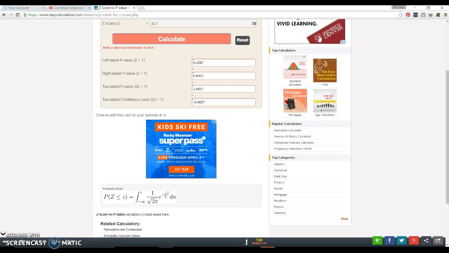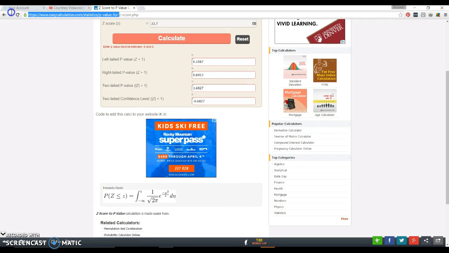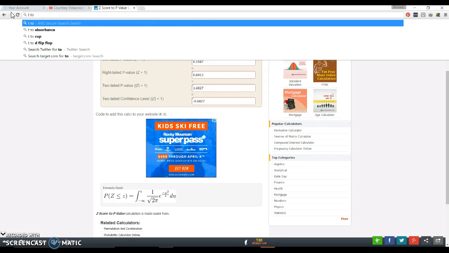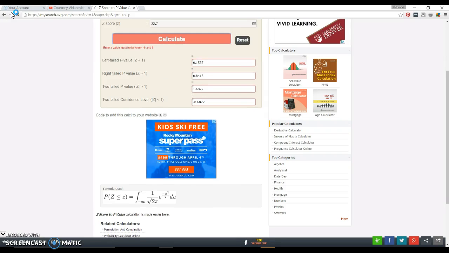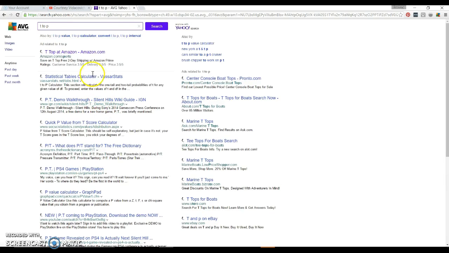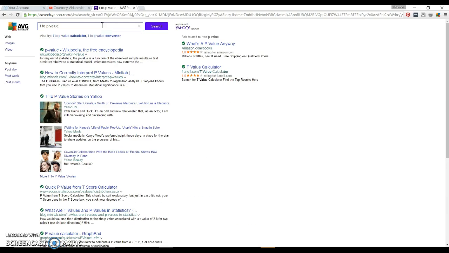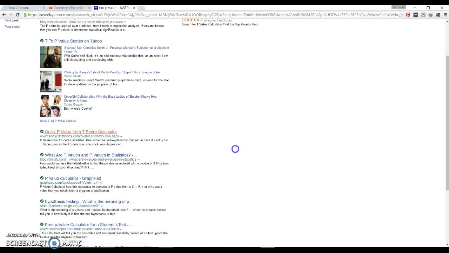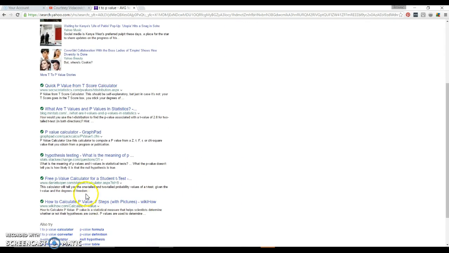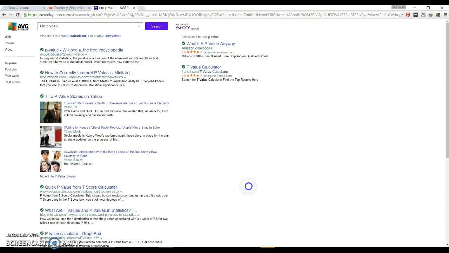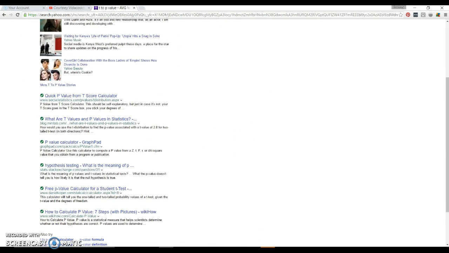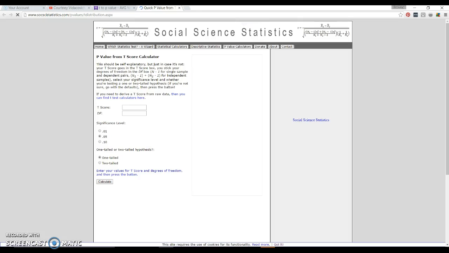So I'm going to go back to Google, and I'm going to type in t to p value. Again, it's not starting to work. T to p value calculator. There we go. We are going to scroll down. We have all kinds of different choices. You can use any of them. It all does the same thing.